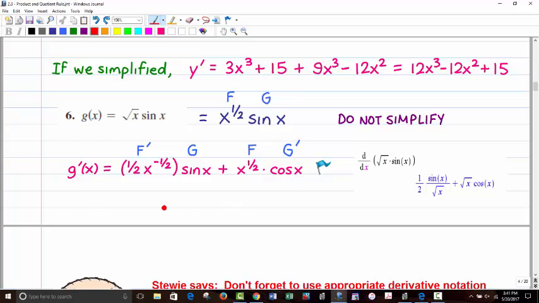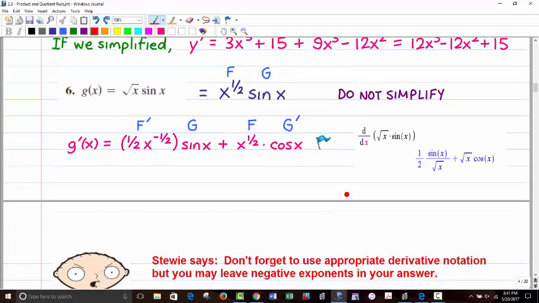So basically that's it. I just did it in Maple for the heck of it, and Maple just dropped that x to the negative 1/2 back down and called it square root of x on the bottom, which is fine. But same answer, it's correct.